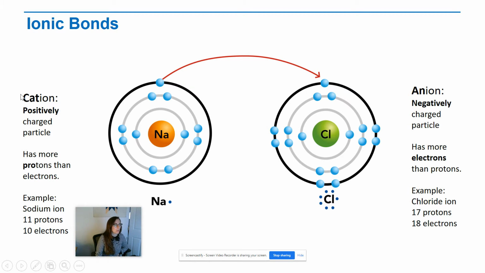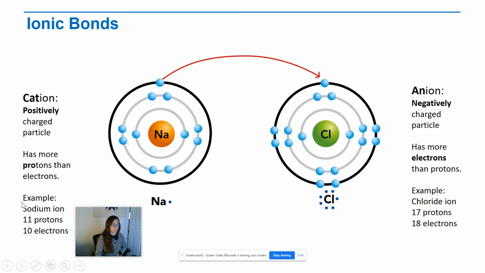And so I like to remember cation because they're positively charged. Get it? Cat and paws. You can make the connection. Okay, so that's an easy way to remember it. So cations are positively charged because the sodium atom is getting rid of one negatively charged particle, the electron, and then it becomes positively charged because now it has more protons than electrons.